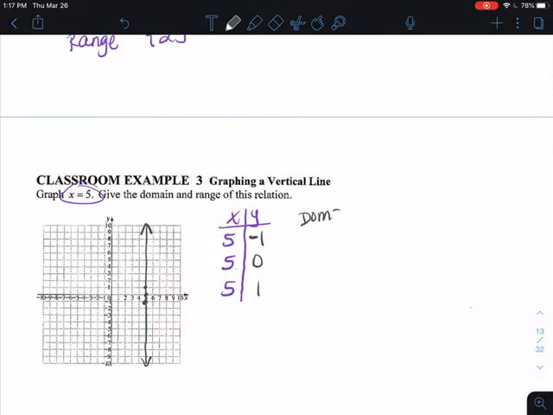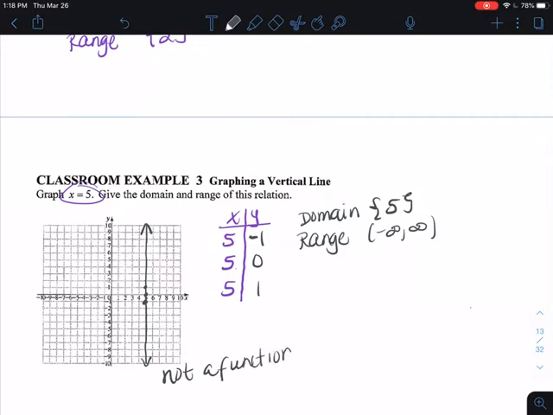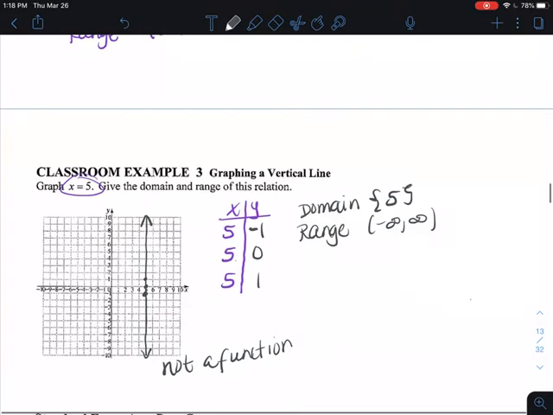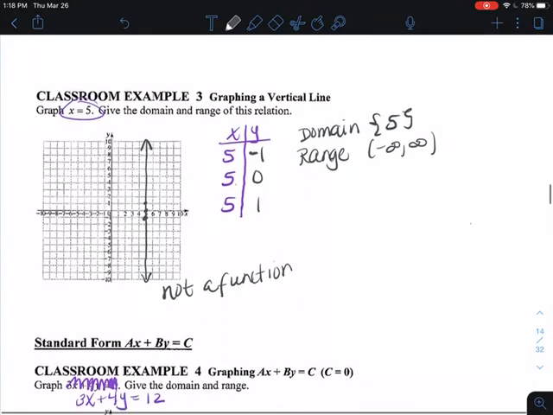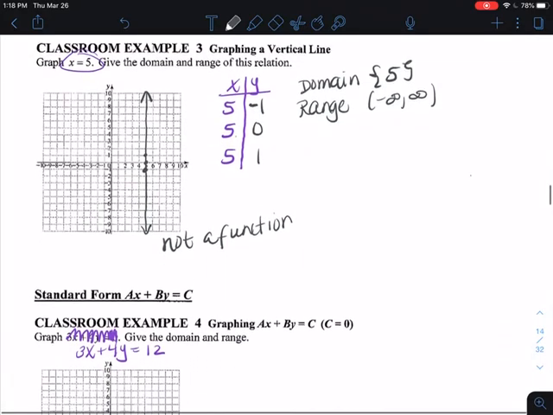All right, the domain of this is just one single value of 5, so 5. The range would be all real numbers. All right, it's tall, it goes from negative infinity to positive infinity. This is not a function. We talked about that because it fails the vertical line test. Function means that you can't have a vertical line hit more than one point, and this line is a vertical line, so every single point has the same x value, so this is not a function. All right, but that's it. So that's how you graph a vertical and a horizontal line.